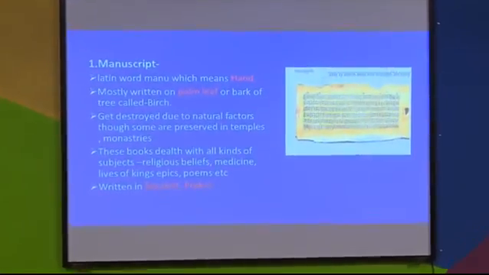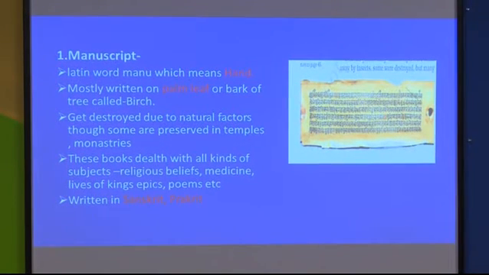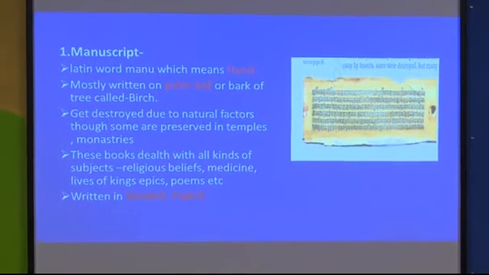At that time books and pens were not available. So, the people used to write on the palm leaf or the bark of a tree, which was called birch. Understood? So, what is that bark of the tree called? Yes, it is called birch. And what is a manuscript? It is nothing but something written on a palm leaf or on the bark of a tree called birch.